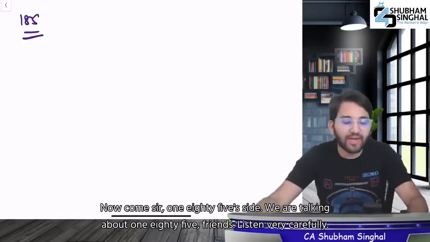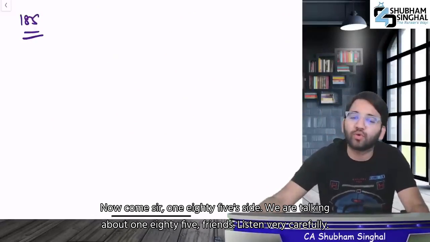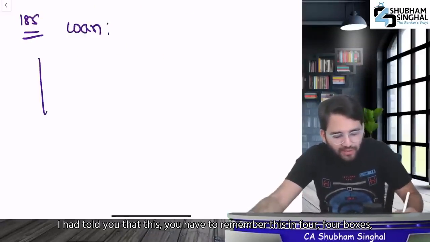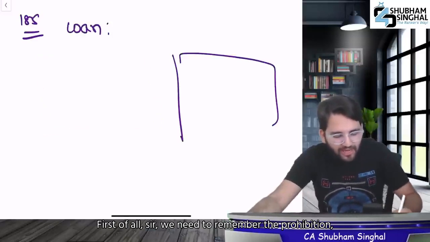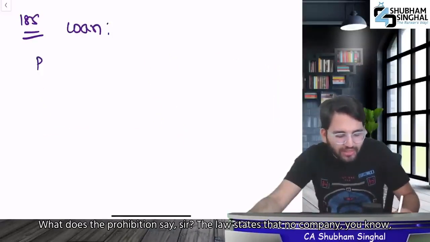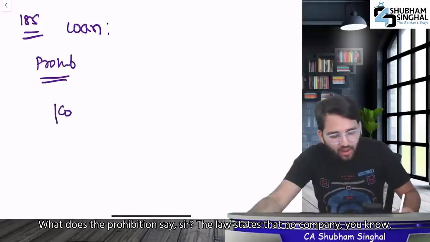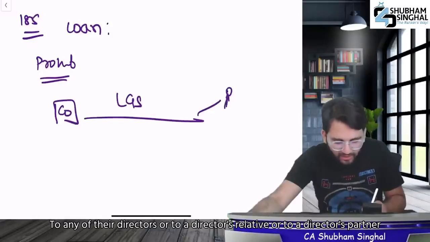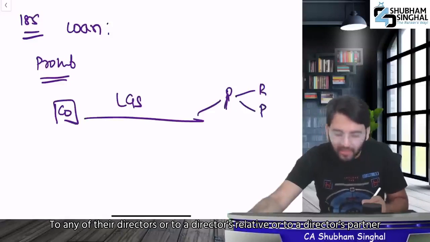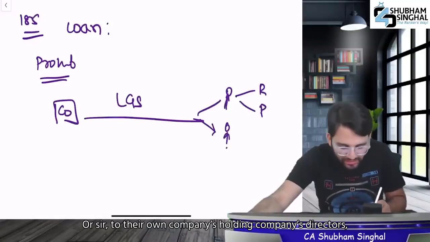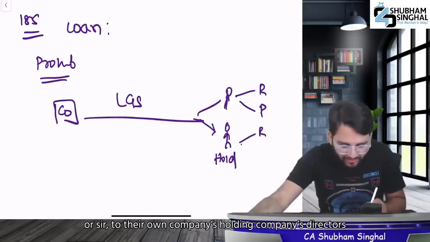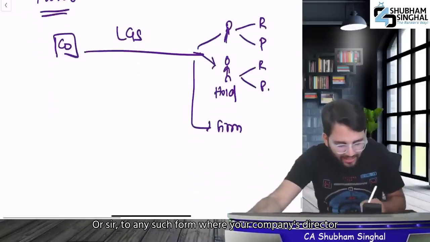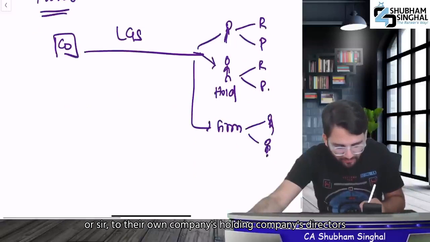Now 185. We are talking about 185. Listen very carefully to me. Furthermore, we are talking about 185, loan to director. I told you that you have to remember this in 4 boxes. First of all, we need to remember the prohibition. What does the prohibition say? The law states that no company can provide any loan, guarantee or security to any of the directors or to the director's relative or to his partner, or to their own holding company's directors, or to relatives of the holding company's director, or to any such firm where your company's director is a partner. Is this clear?